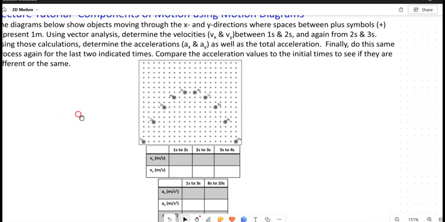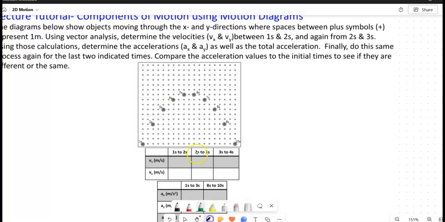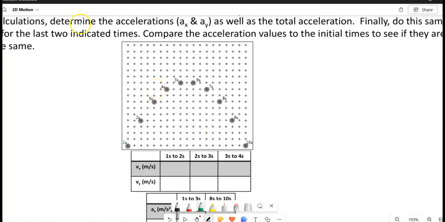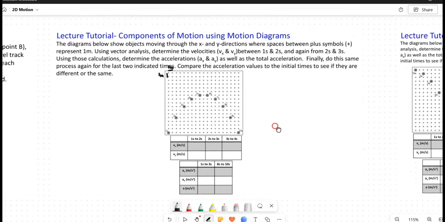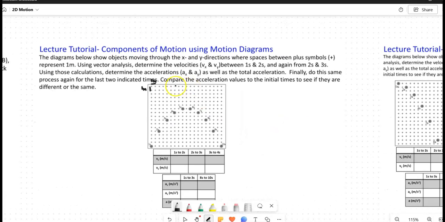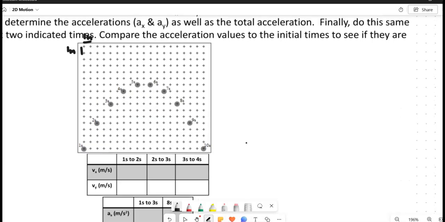So this is a motion diagram. And it also tells you that in between each one of these positive marks is 1 meter. So this is a 1 meter distance. Okay? So this distance is 1 meter, and this distance would be 1 meter. Okay? So what we're going to do is begin by drawing the velocity vectors in between each one of these dots, starting from 1 second all the way to 10 seconds. Okay?